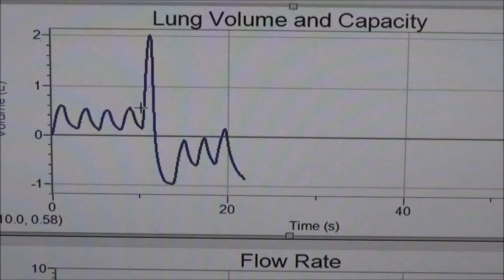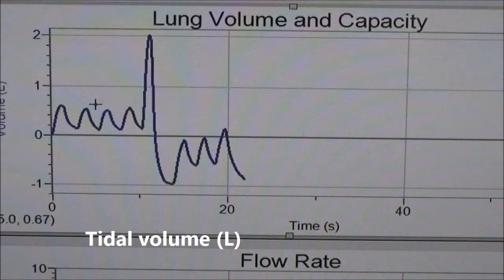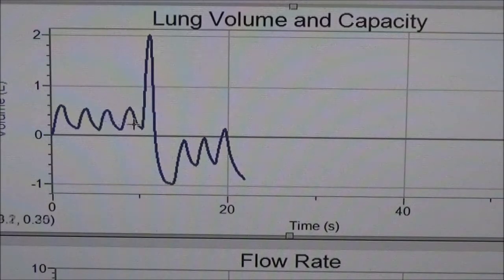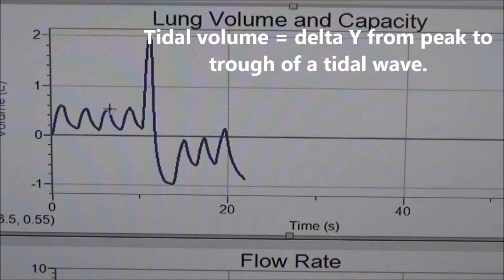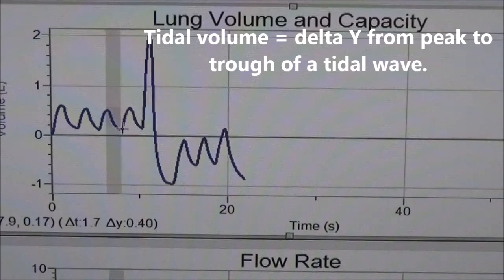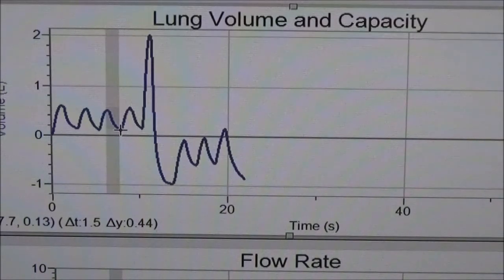Okay, so now we're going to measure the lung volumes, and I want to measure my tidal volume. To get a tidal volume, these 4 waves right here were a normal in and out breathing without effort. I put the cursor at the peak of one of those and I drag it down to the trough, the bottom, and you look at what the delta Y reading is.